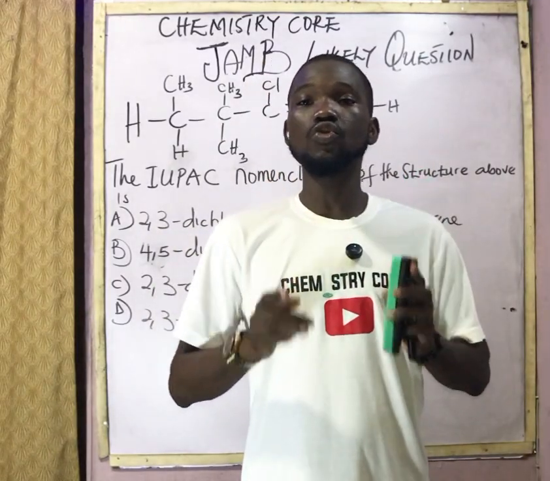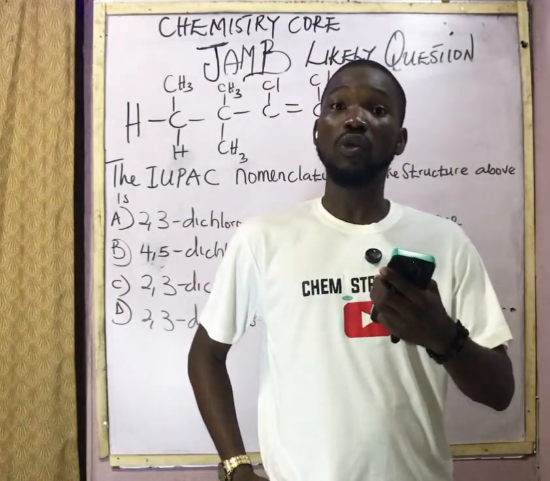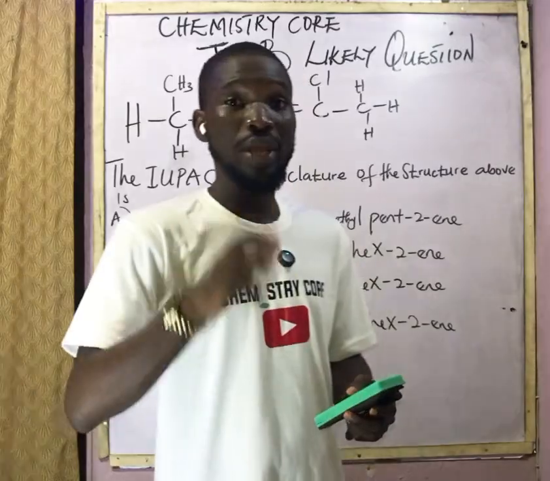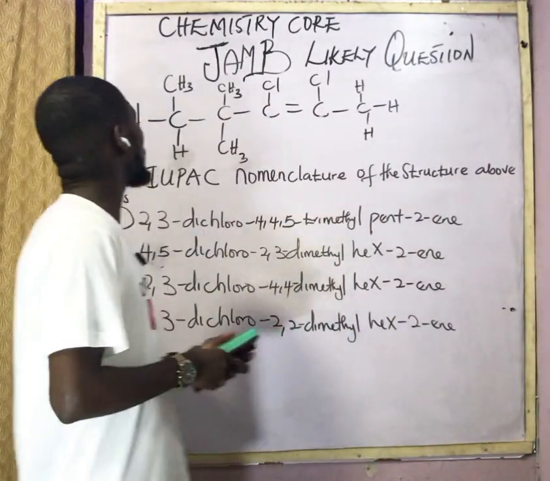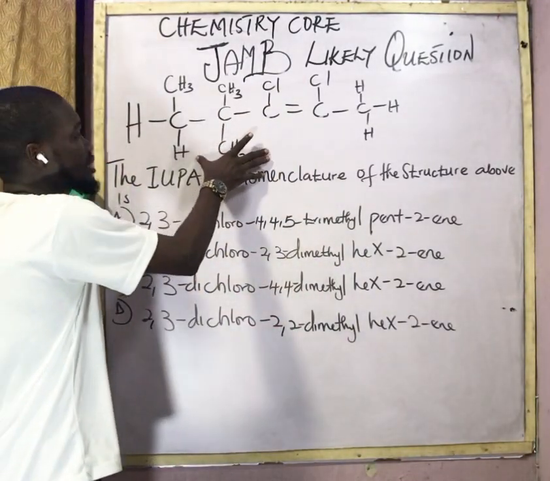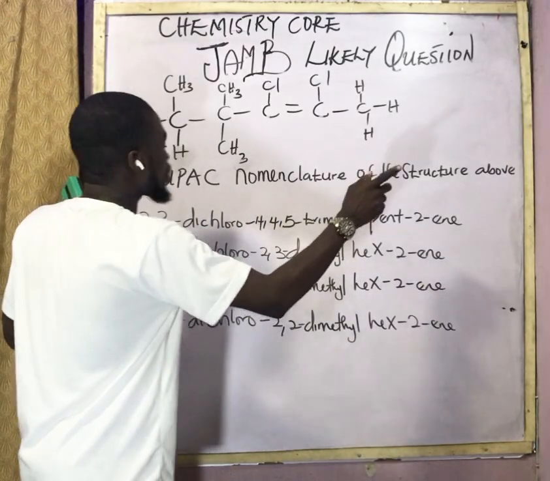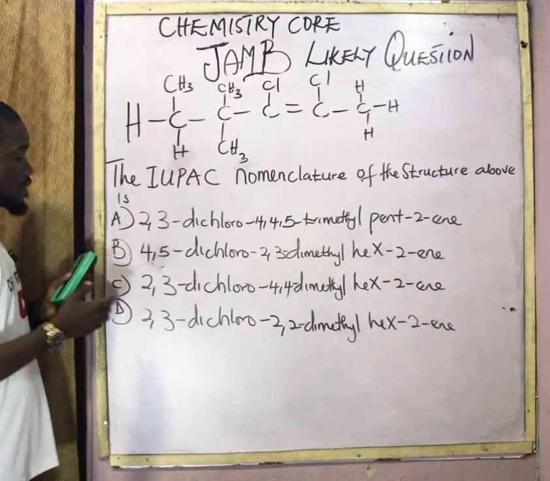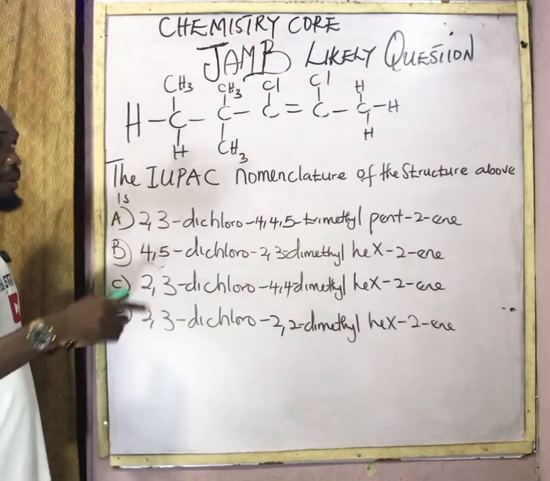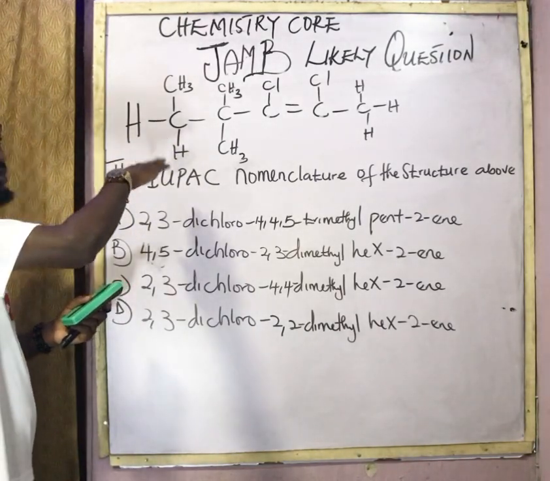Let's say you came across this type of equation. Let's take a look at what we have on the whiteboard together. This is a compound given. It said the IUPAC nomenclature of the structure above is, you have the four options. Let me give you guys a clue of how you can easily name this kind of compound.